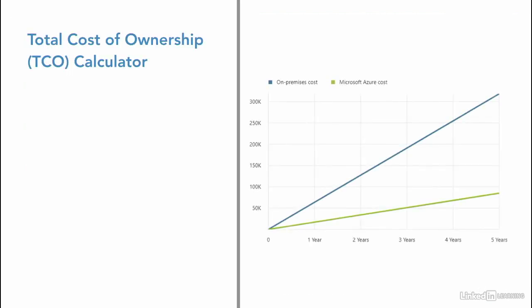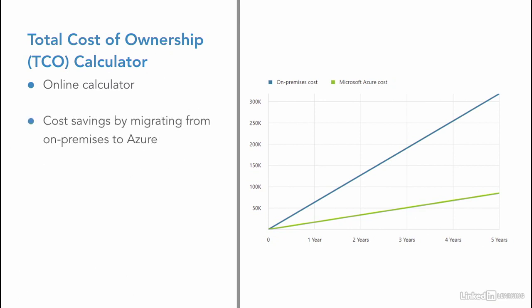Another great tool is the Total Cost of Ownership, or TCO calculator. Again, this is another online calculator that's available to you. The TCO calculator predicts the cost savings by migrating from on-premises to Azure, and it will provide you a comparison between the on-premises costs to running those services in Azure.